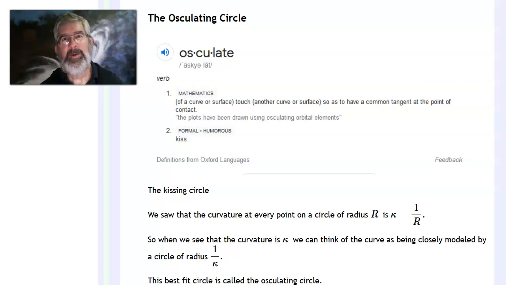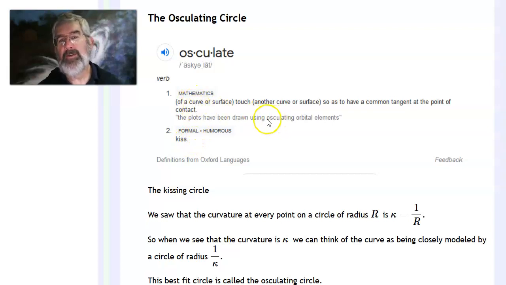In this video, I want to tell you about the osculating circle. Now, a quick Google search, and I find a definition for osculate. Actually, two definitions. One was one I expected: to kiss. To osculate is to kiss. But they also give a mathematical definition.